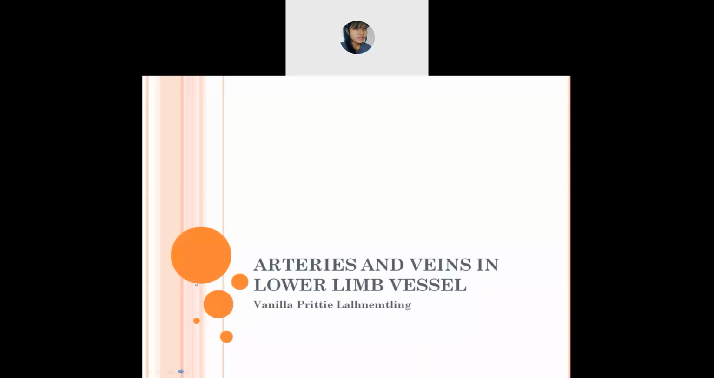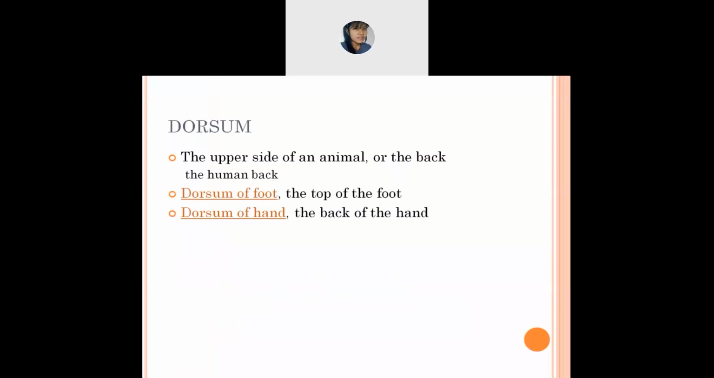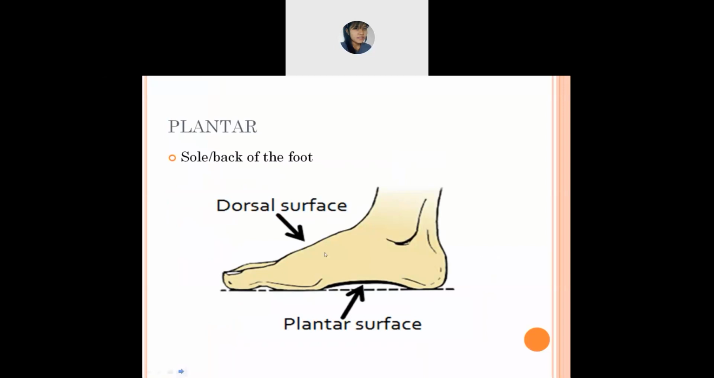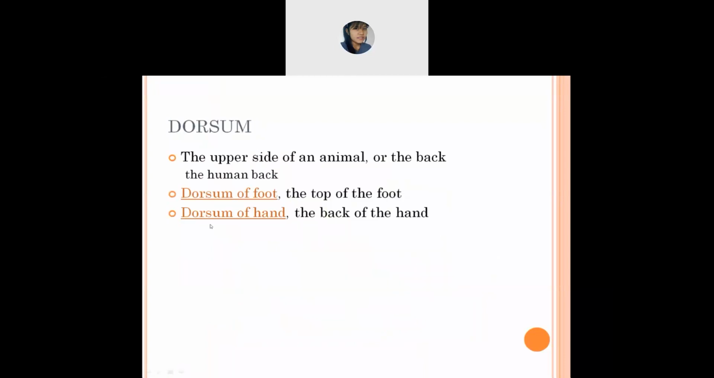Okay, but before starting, I would like to discuss a few terms, that is dorsum and plantar. If I say dorsum, or else dorsal, what does it mean? It means that dorsum is the upper side of the foot. Understand? Or else you can say the top of the foot, which is this.